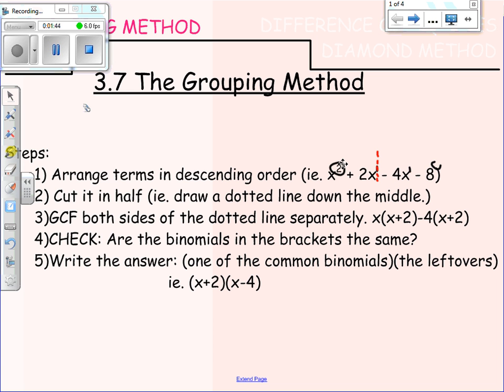What's the greatest common factor of x squared plus 2x? Look at the coefficients. Can you take a 2 out of both? No. So you can only take a 1 out, right? But how many x's can you take out? 1. So your greatest common factor for this side was x. What was your greatest common factor for this side? You can't take an x out. -4.